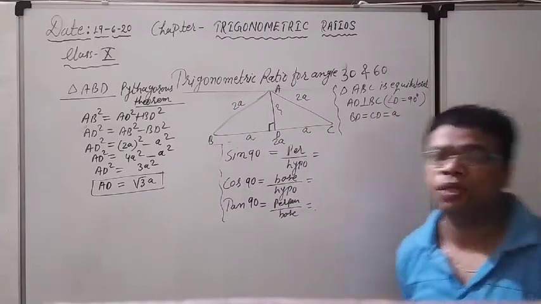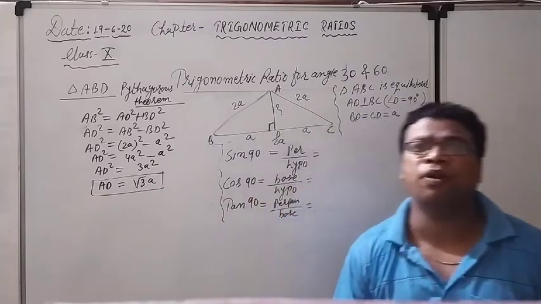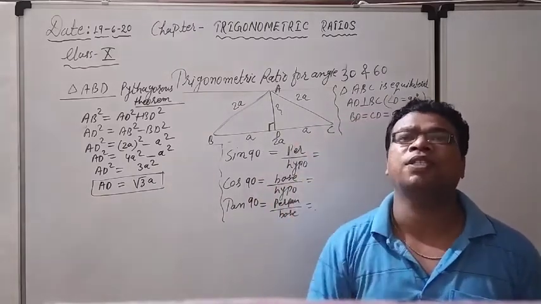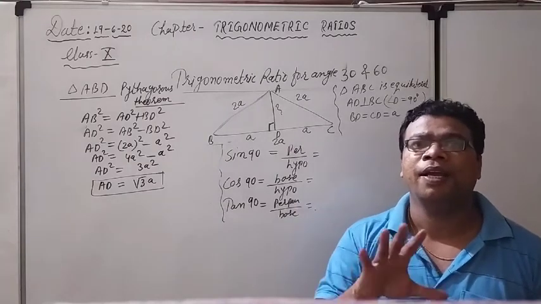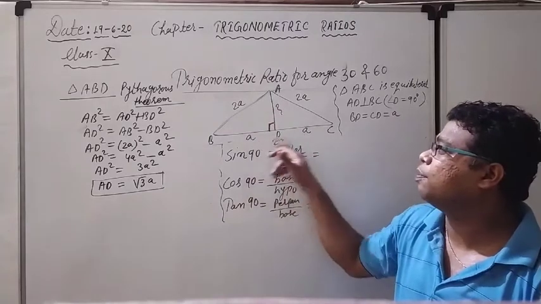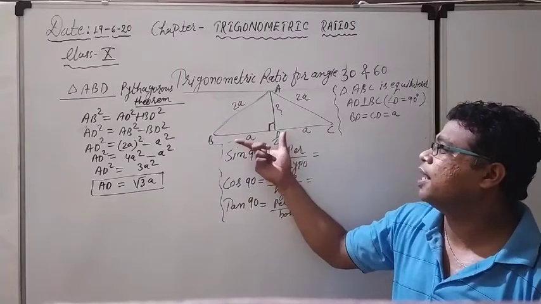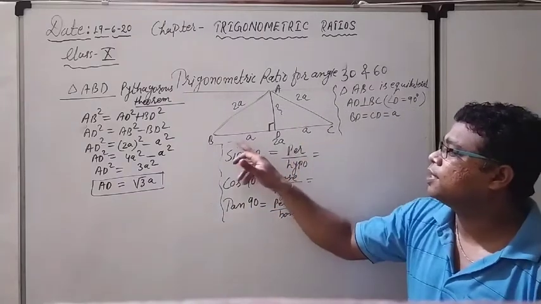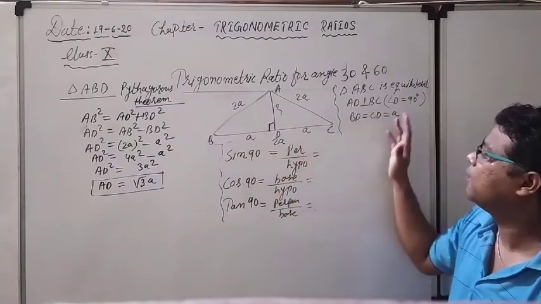One more theorem we know: if we draw a perpendicular from the vertex of an equilateral triangle, then the opposite side is bisected. Bisector means it divides the opposite side into two equal parts. So according to that we can say this is a, this is a. Same thing I have written here.